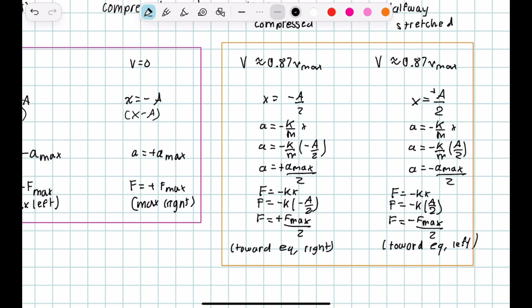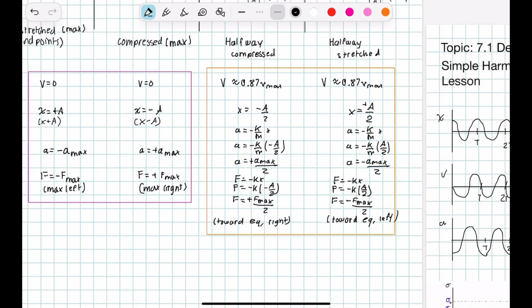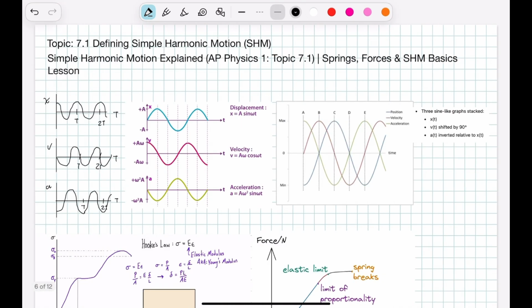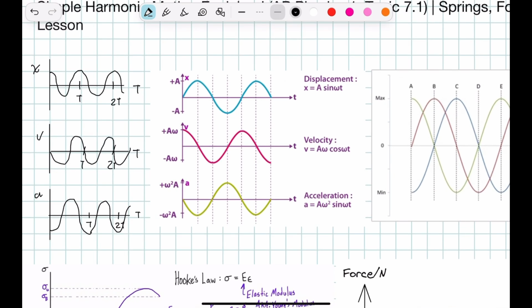So acceleration is going to be your a max divided by 2. Your force is going to be the F max divided by 2. And then over here, your acceleration is going to be negative a max divided by 2. And then over here, your force is going to be negative F max divided by 2. So here we can see the displacement, velocity, and acceleration graphs for a spring being stretched and compressed.